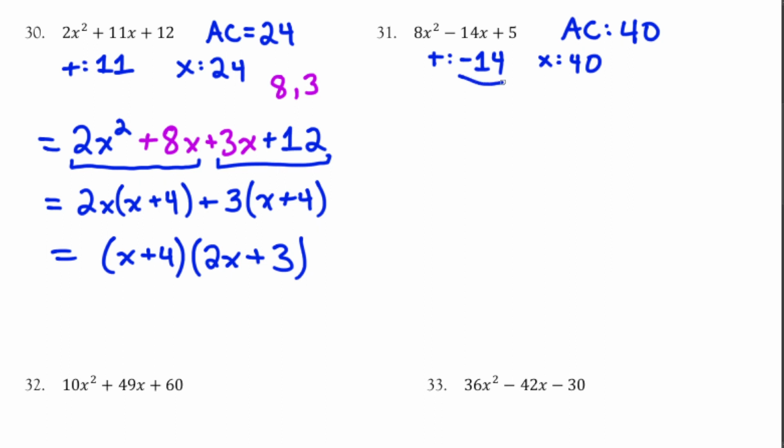Since they add up to a negative, but they multiply to a positive, the only way for that to happen is if they're both negative. So I'm looking for 2 negative numbers. Negative 2 times negative 20 would make 40.